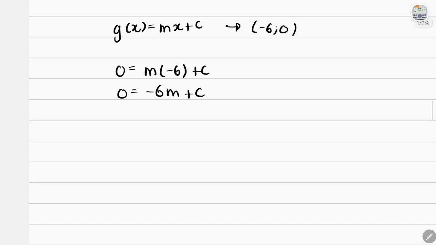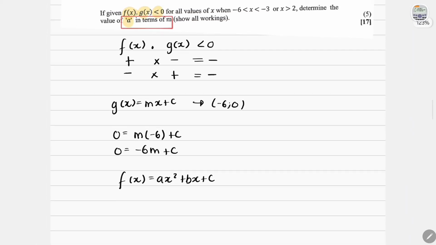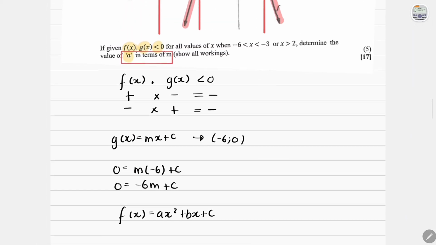Okay, let's rewrite f of x. Let's see what we can do with this. We have 2 points at least. So it's ax squared plus bx plus c. And how can we use this graph to find a?